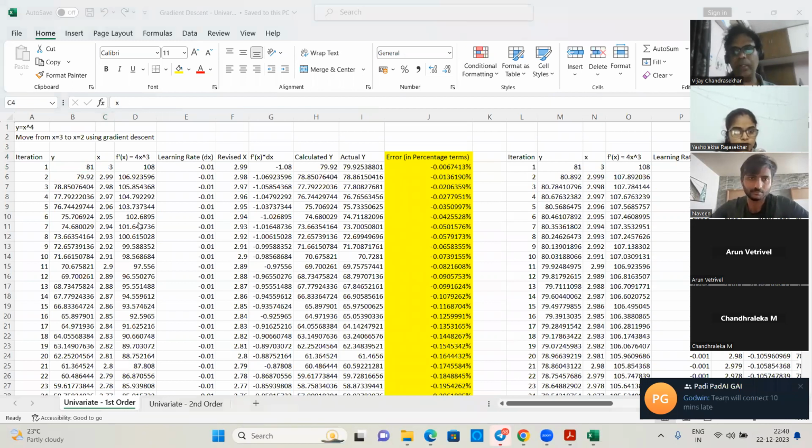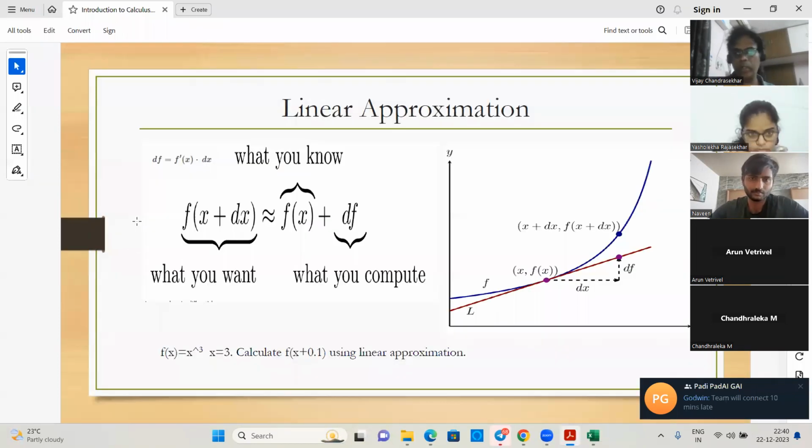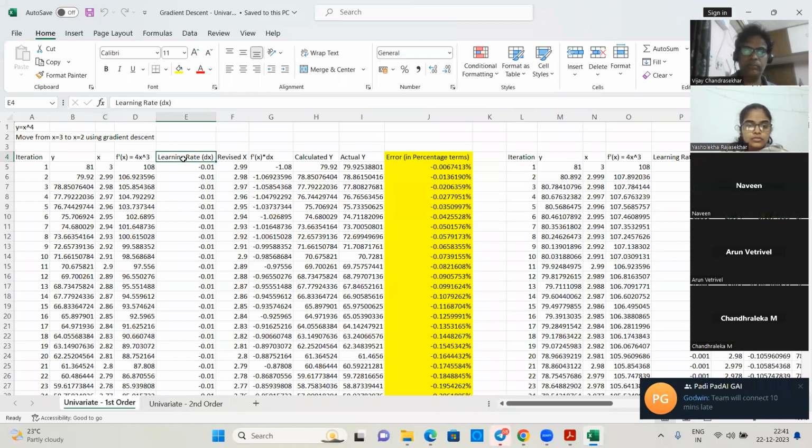Then going back to our basic formula, what are we trying to do? Essentially we're starting from x equal to 3 to x equal to 2, but with small steps where dx is -1, right? That's what we're trying to do here. So I'm calling dx the learning rate because that's the terminology that we use in the machine learning world.